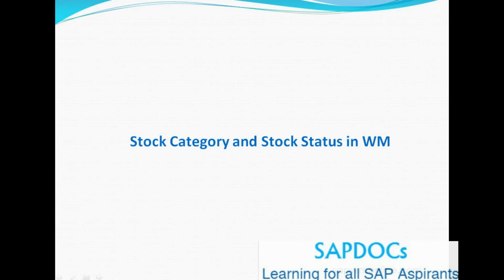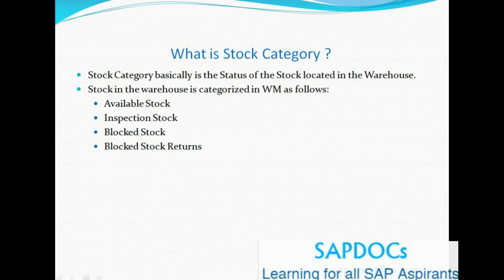The first and foremost is the stock category and stock status in WM. So what is a stock category? Stock category basically is the status of the stock located in the warehouse. Stock in the warehouse is categorized in WM as follows: available stock, inspection stock, block stock, returns. Let us see each of these stock categories in detail.